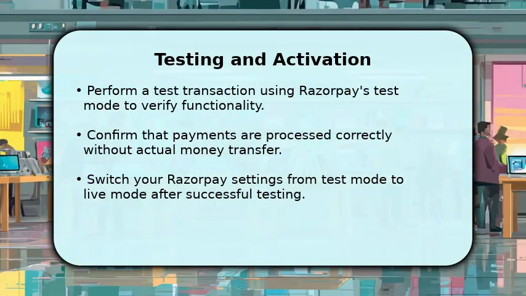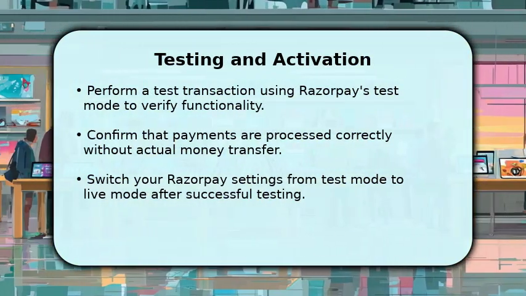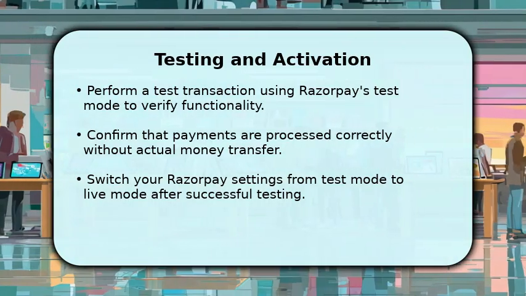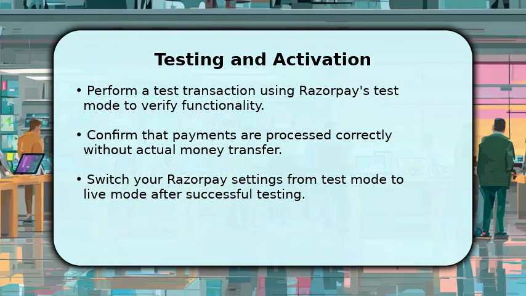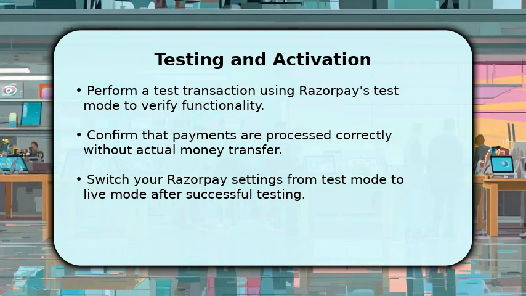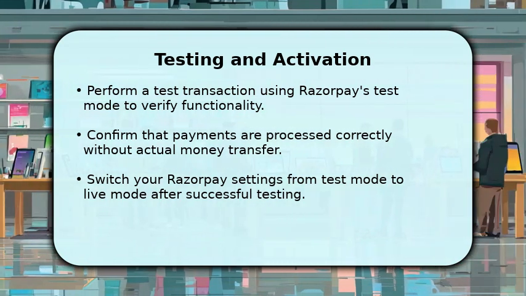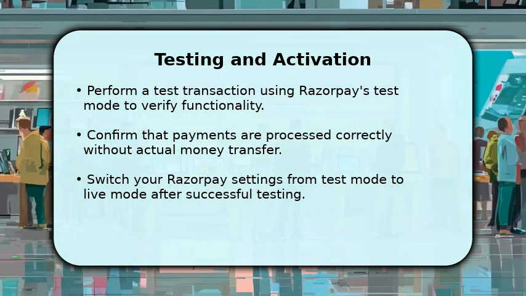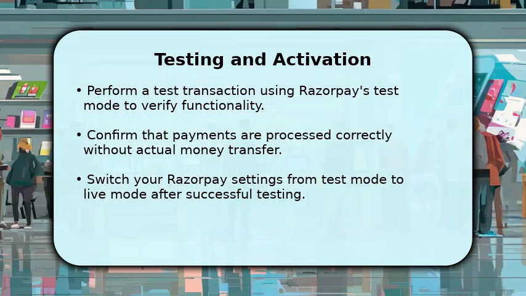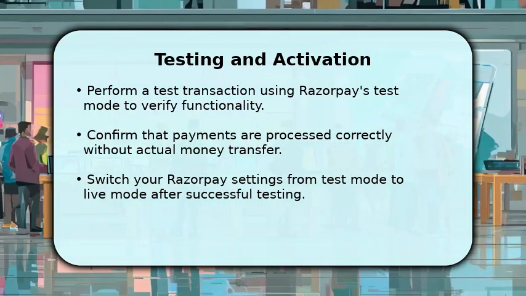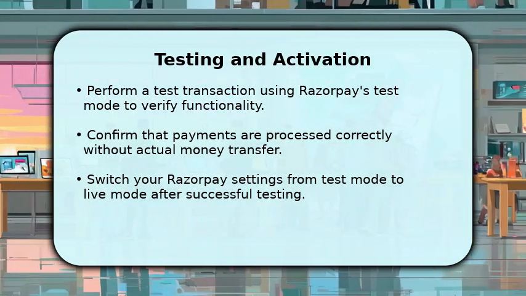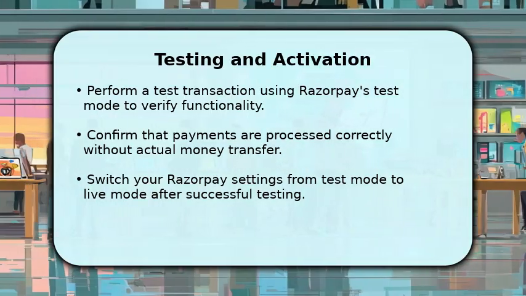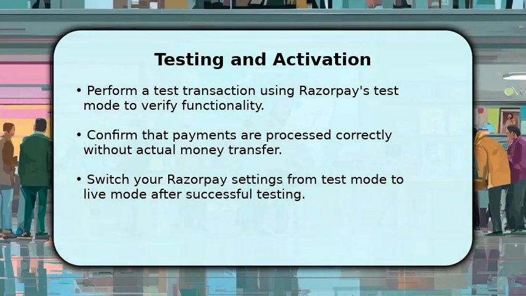Finally, it is vital to test your setup thoroughly. Before going live, perform a test transaction using Razorpay's test mode. This allows you to simulate a payment without actual money changing hands, ensuring everything works as expected. Once you confirm successful transactions, switch your Razorpay settings from test mode to live mode. Your WordPress site is now ready to accept real payments securely through Razorpay.